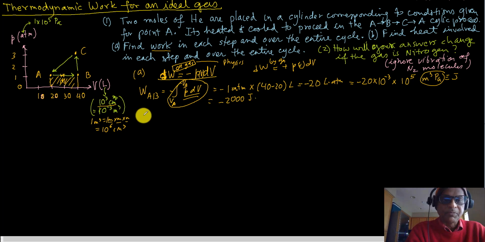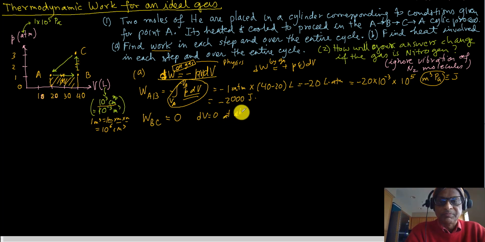How about W for B to C? There is no volume change, so every one of these pieces gives me 0. It's very easy to see that dV equals 0 at each point.